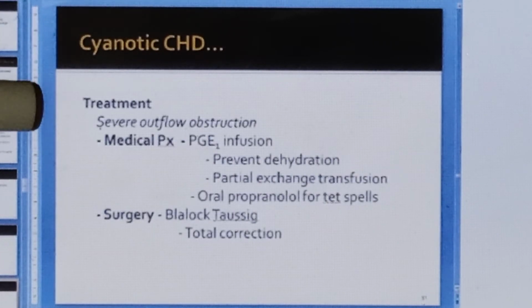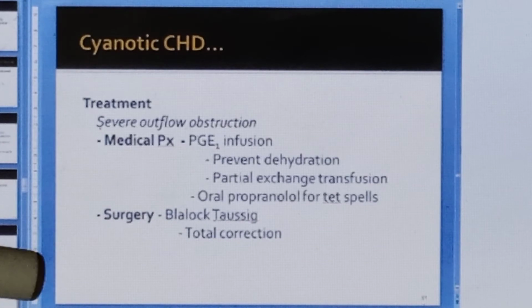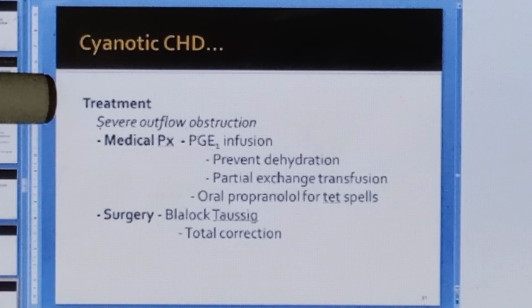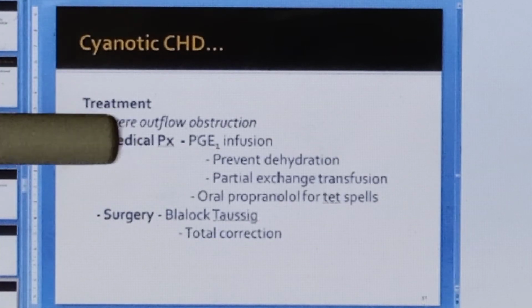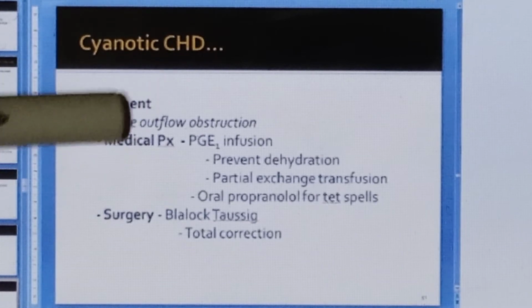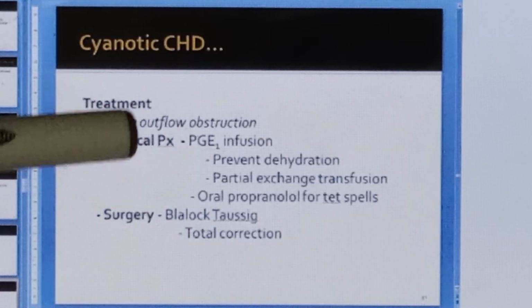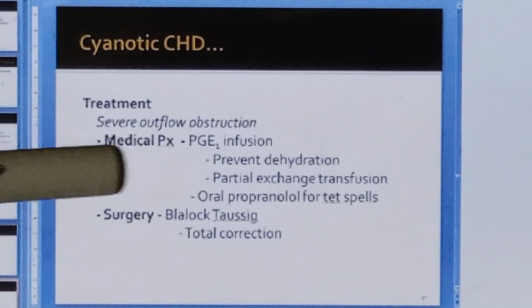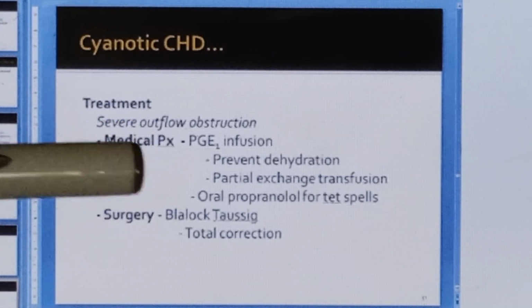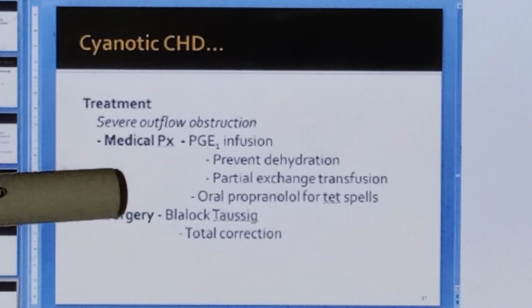Now come to its treatment, the medical treatment and the surgical treatment. When there is a severe outflow obstruction, give the patient prostaglandin E1 infusion. Prevent dehydration because of the poor nourishment in these children, and partial exchange transfusion is also an important step. Give the patient oral propranolol.